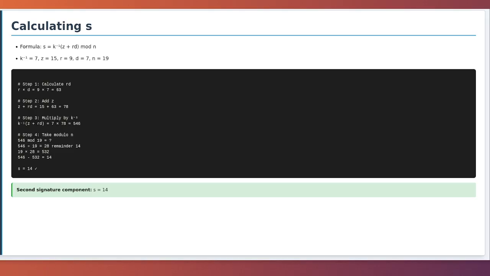We can verify. 19 times 28 equals 532, and 546 minus 532 equals 14. So 546 modulo 19 equals 14. Therefore, S equals 14. This is our second signature component.